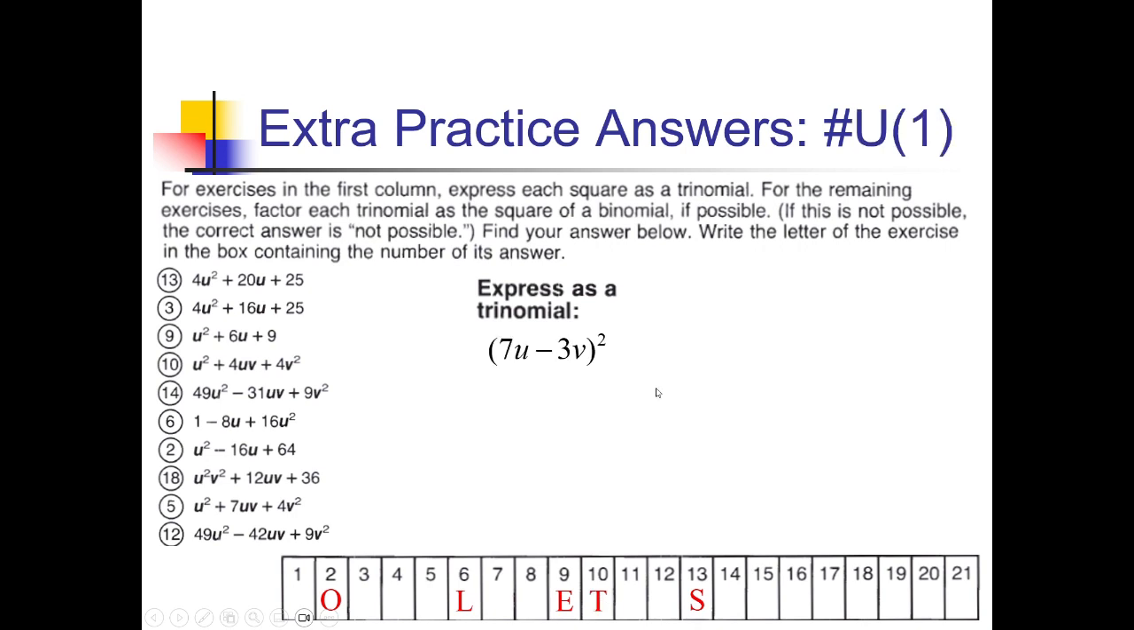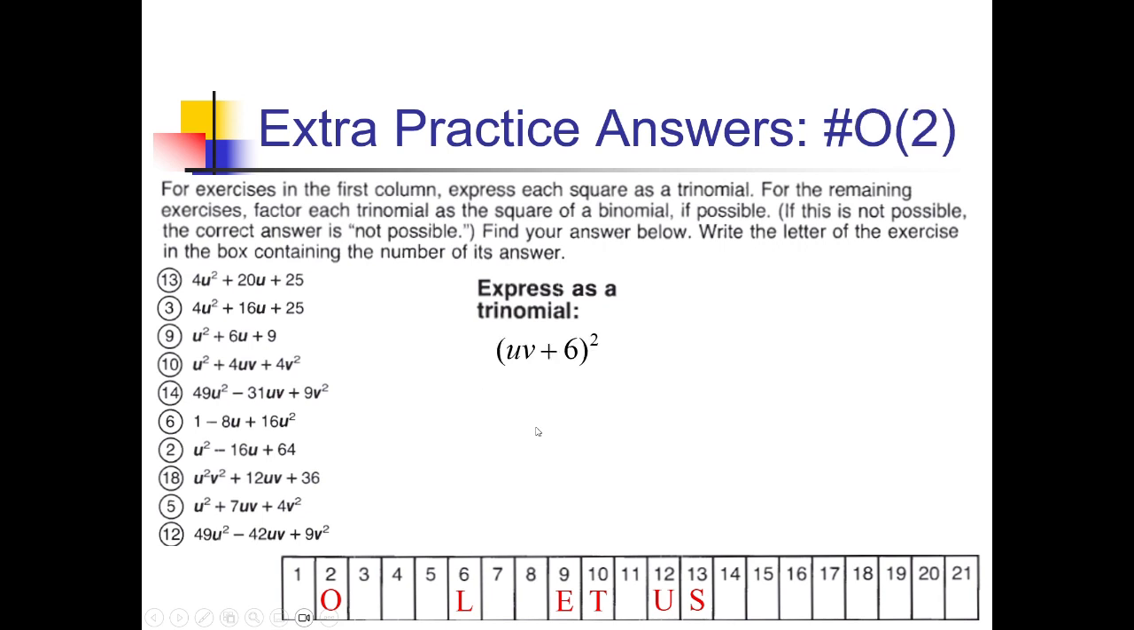Next up, we've got the first problem U of this handout. Squaring my first thing, I've got 49u squared. Multiplying these together, I've got 21uv, and then double that, we've got a negative 42uv. And then 3v squared, that's going to be a positive 9v squared. So let me see here, 49, 42, 9, that's down here, 12. So 12 then is going to be U.